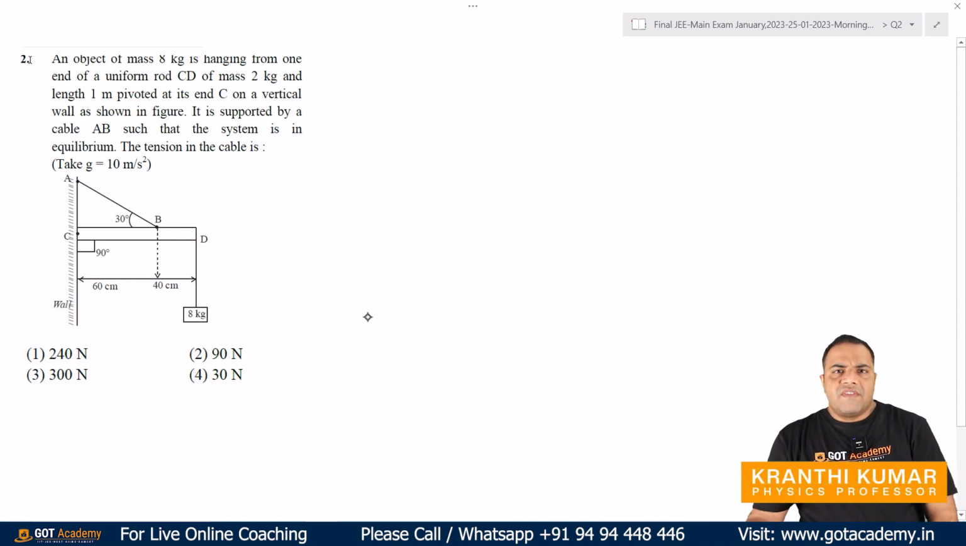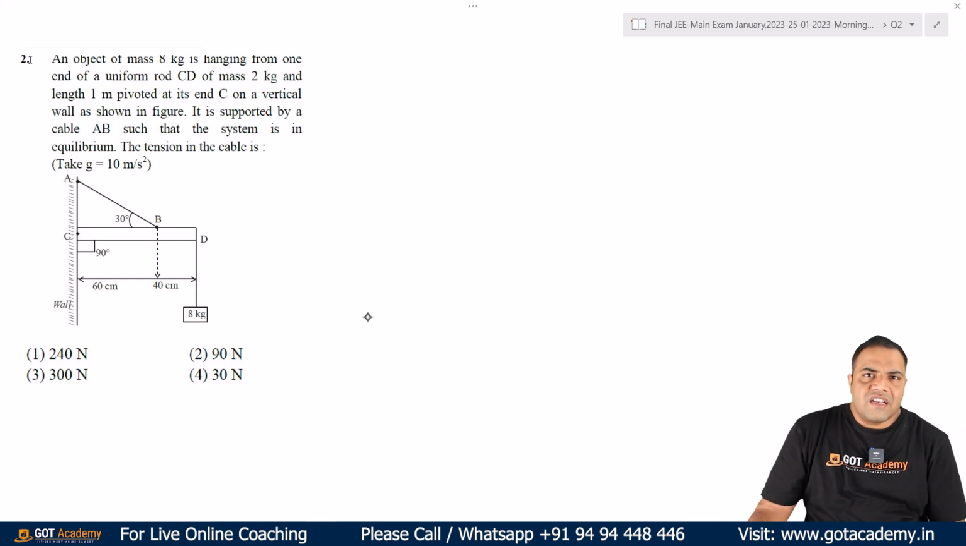So children, now let us get started with the second question. By looking at this diagram, you feel that it is a little bit tougher, but no, it's not tough. It's a simple question. Try to understand the relation.